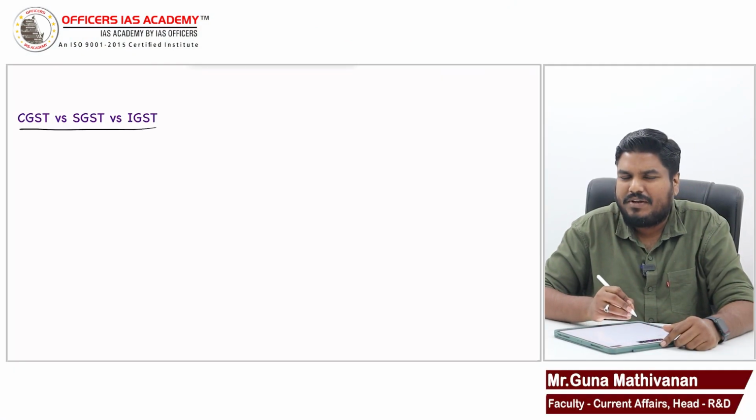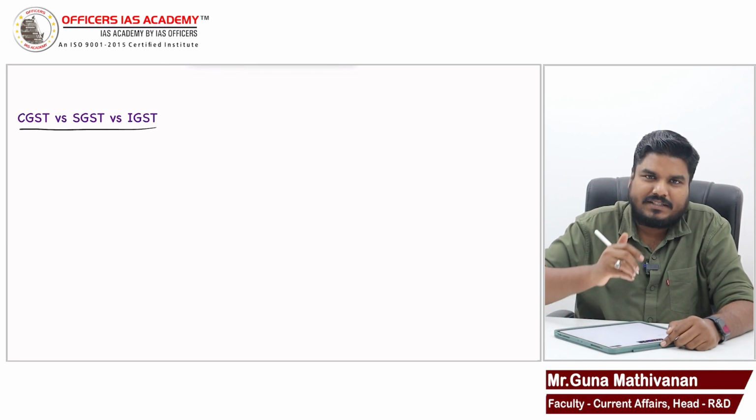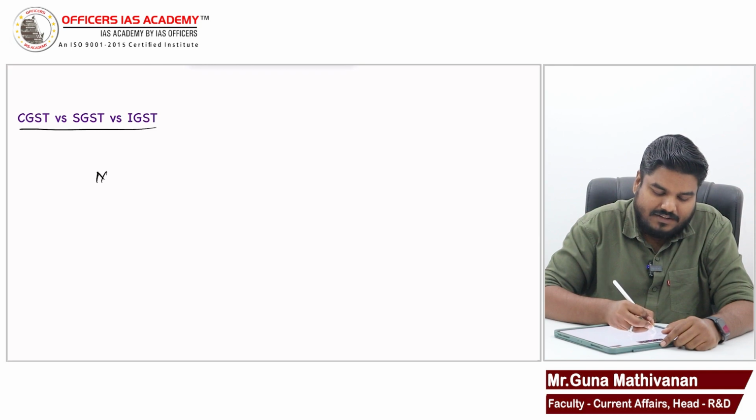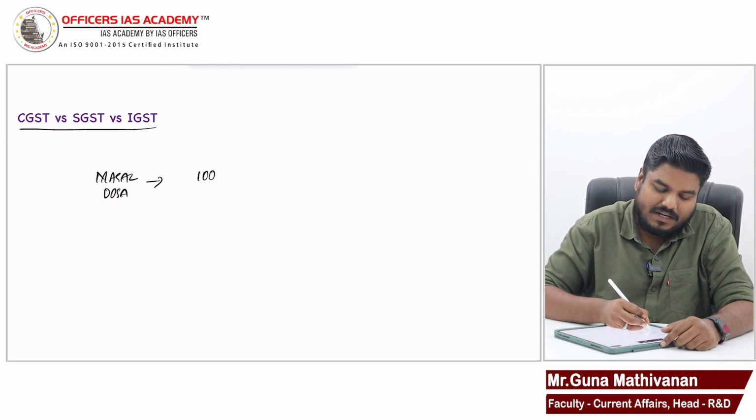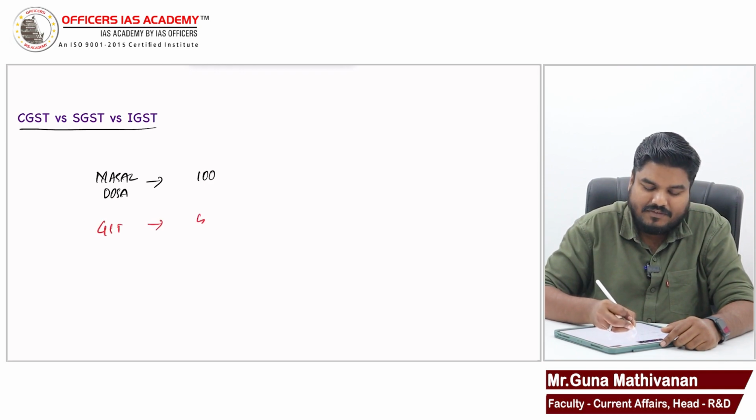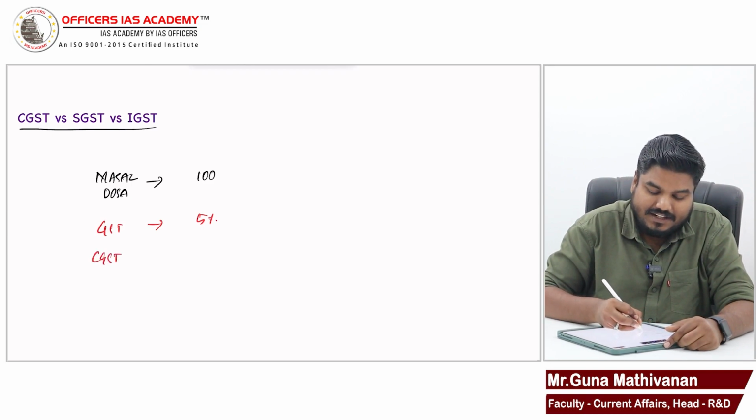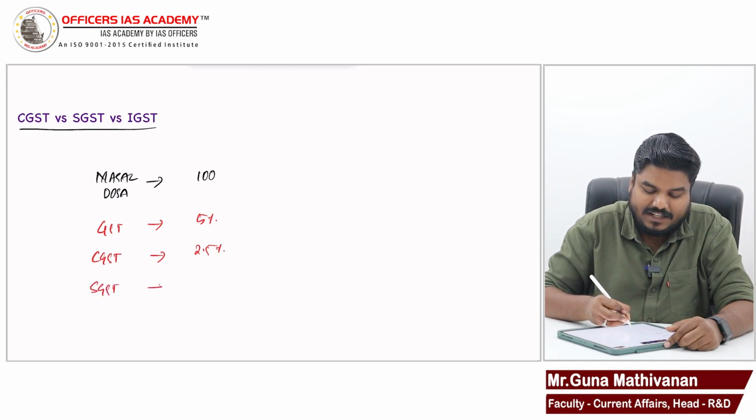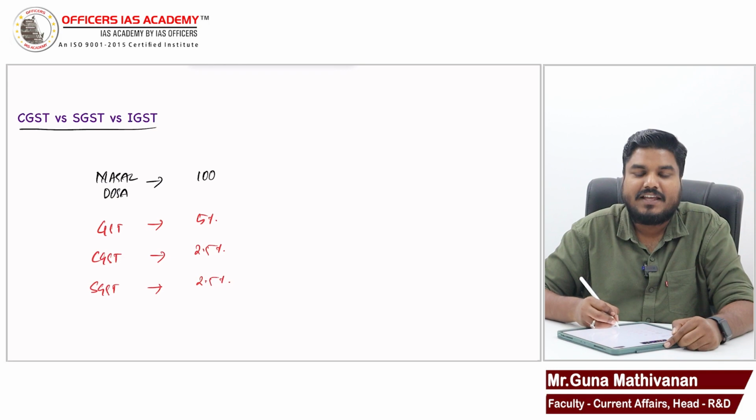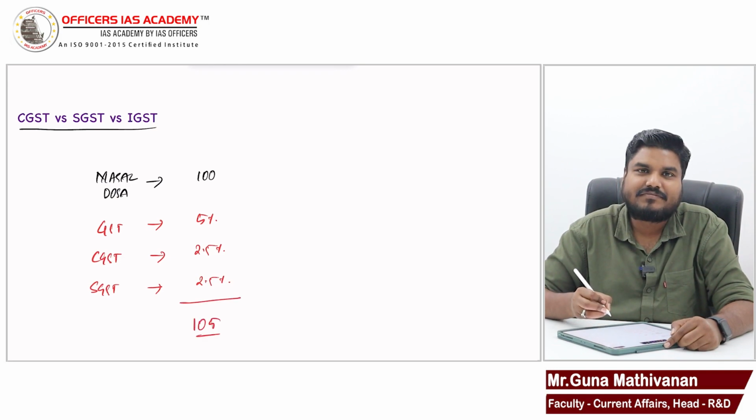Let's take an example. I'm going to a hotel, Saravana Bhavan. I'm having one masala dosa. Let us say the masala dosa is 100 rupees. In that bill, you will find GST 5%, CGST 2.5%, SGST 2.5%. And finally, you will be paying 105 rupees.